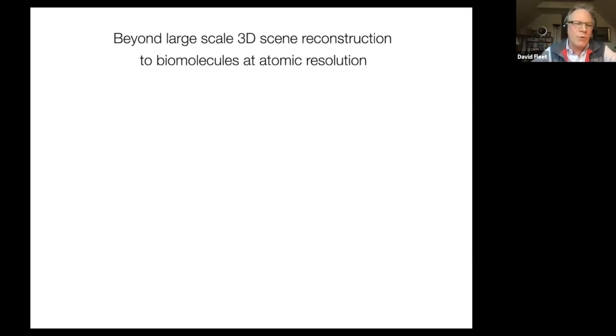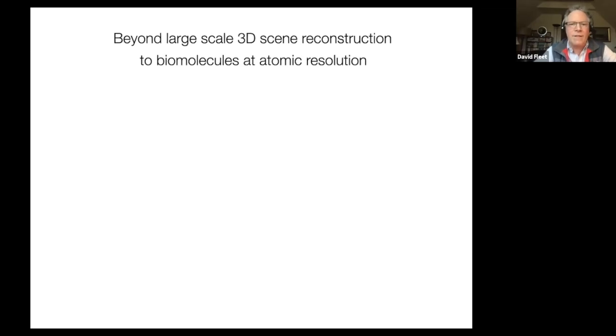And what I want to now do is go from large-scale reconstruction at the scale of cities down to the scale of biomolecules. So suppose we want to do the same thing with biomolecules. Suppose you want to understand the structure of a protein down at atomic resolution. And by atomic resolution, I mean down to the scale of angstroms. So 1 angstrom is 1/10 of a nanometer. So 10 to the minus 10th meters. And that's the scale at which you can discern a single water molecule or discern a carbon atom, for example.